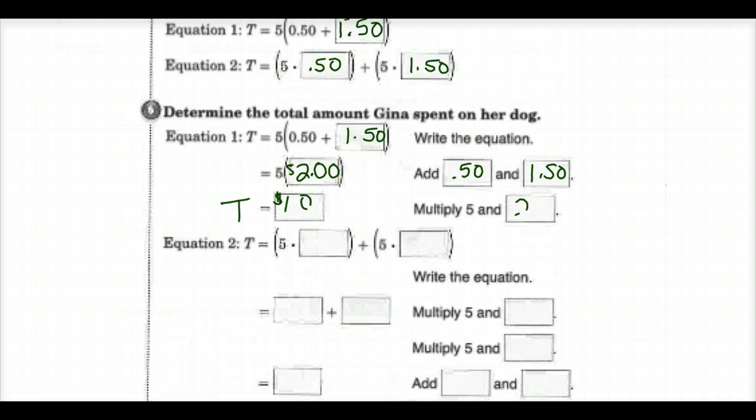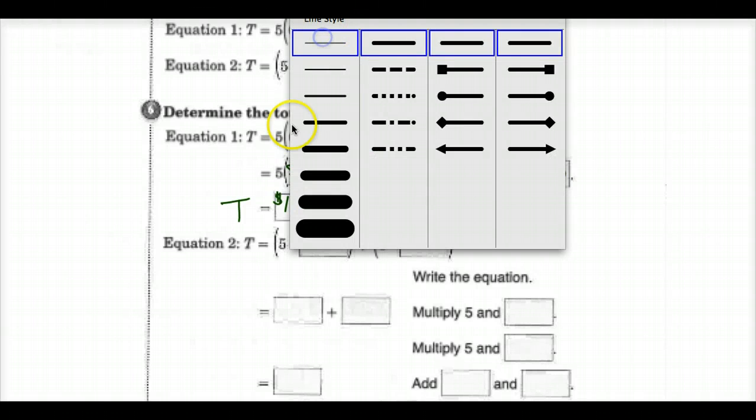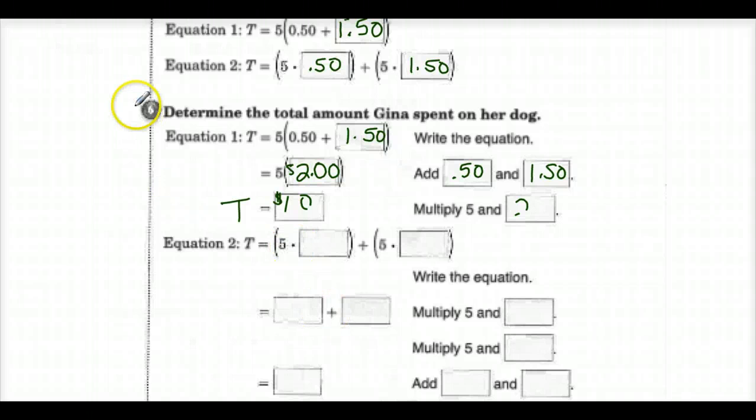Okay, so now let's try with equation number 2. And if everything works out correctly, we should get the same answer. So let's first write in our equation. So we have 5 times 0.50 plus 5 times 1.50. Where did I get those numbers? From right here, equation number 2. We're putting it in down here. So first we write the equation.